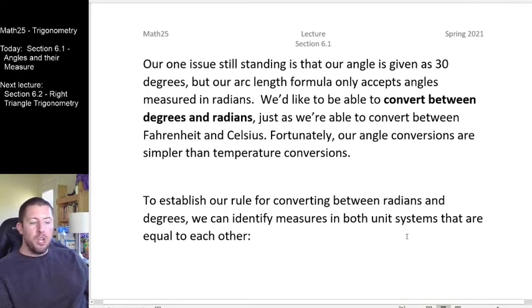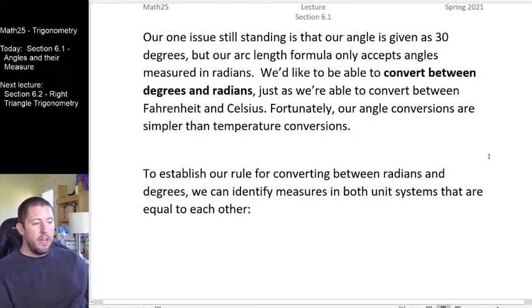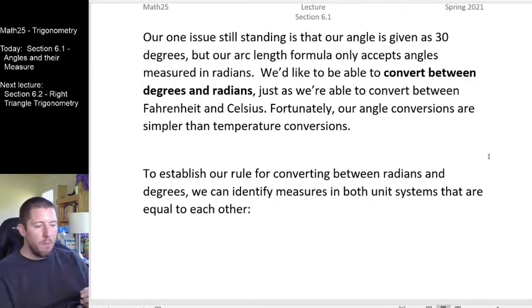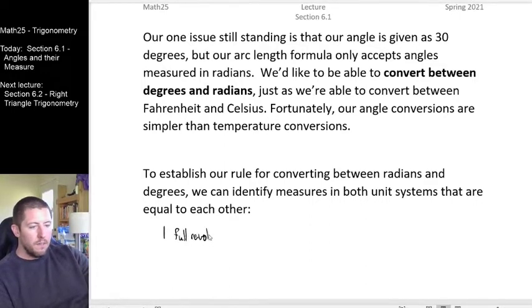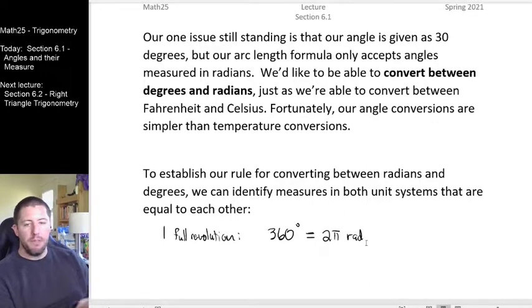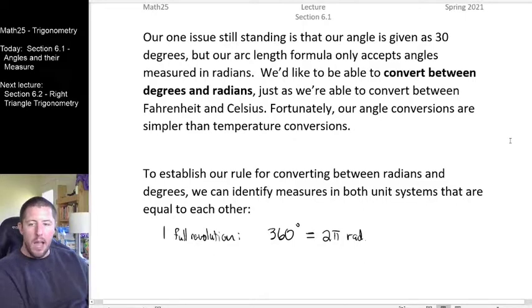So to establish our rule for converting between radians and degrees, what we want to do is identify two measures that we know are the same in each unit of measurement and set them equal to each other and see if that's helpful for us. So I can say that one full revolution can be described two different ways. 360 degrees is one full revolution. That to me is the exact same as what we said a second ago, 2 pi radians, which I'll briefly denote as rad, a pretty common abbreviation.